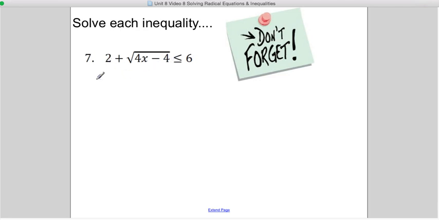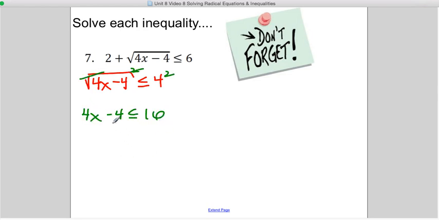So we're going to subtract 2. So we have the square root of 4x minus 4 is less than or equal to 6 minus 2 is 4. Then I would go ahead and square both sides. I have 4x minus 4 is less than or equal to 16. I would add 4 to the other side, and I have 4x is less than or equal to 20. Divide by 4. It's a positive, so my sign stays the same. So I have x is less than or equal to 5. Okay, that's the first part of inequalities.